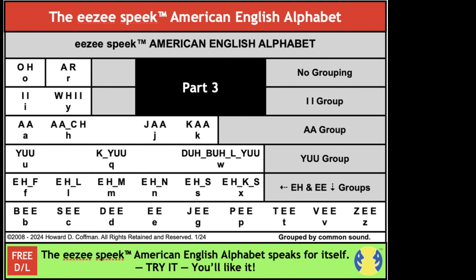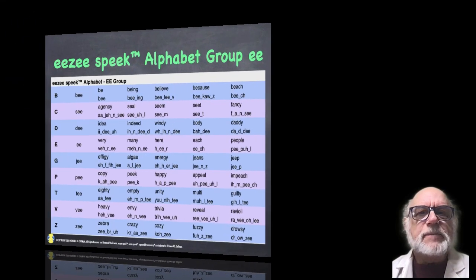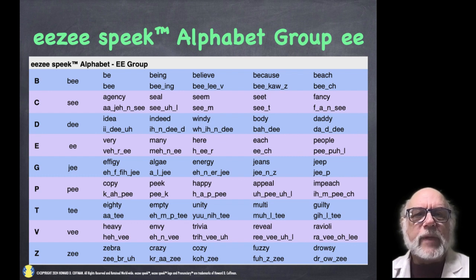This is Howard. In today's video, we will continue our deep dive into the Easy Speak phonetic alphabet. There is a lot to cover, so let's get started with the final part of this three-part series. Easy Speak alphabet, group E sound.